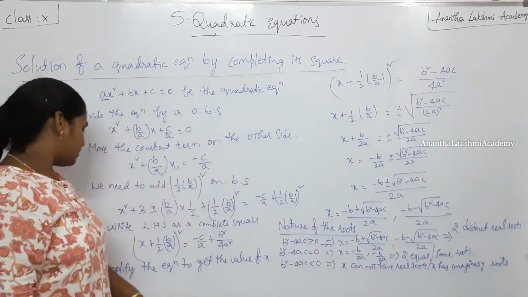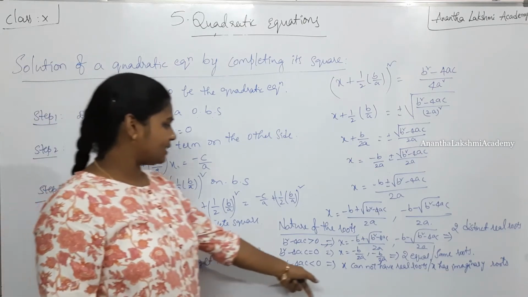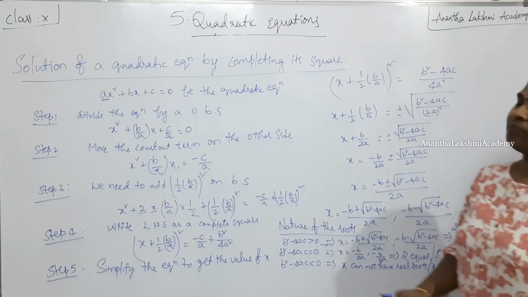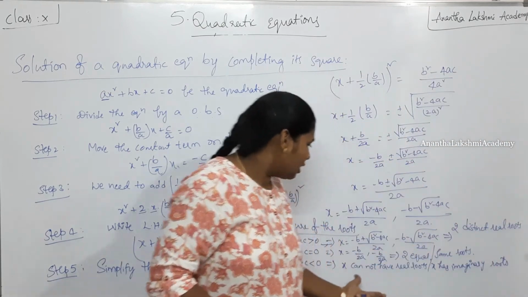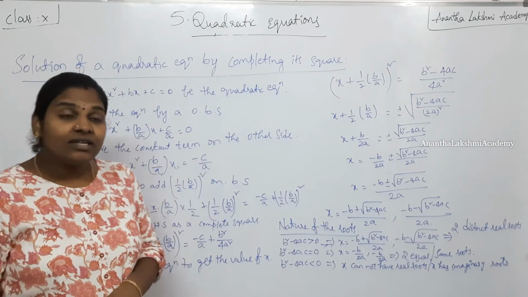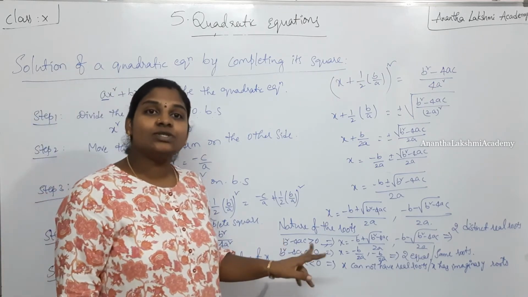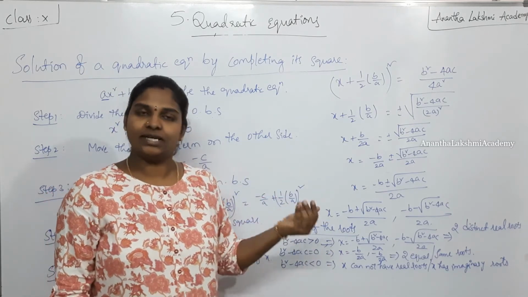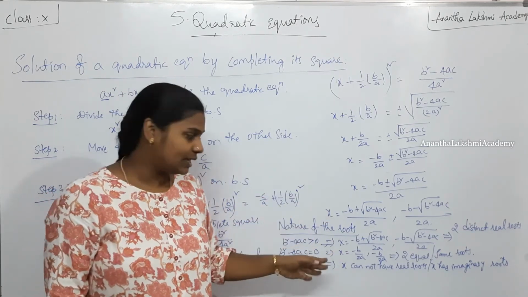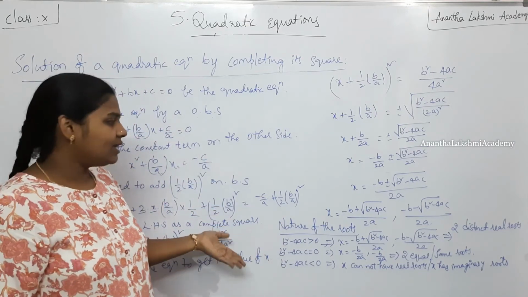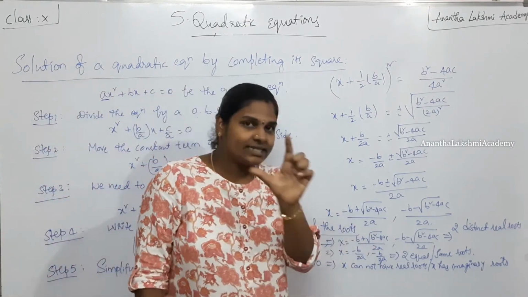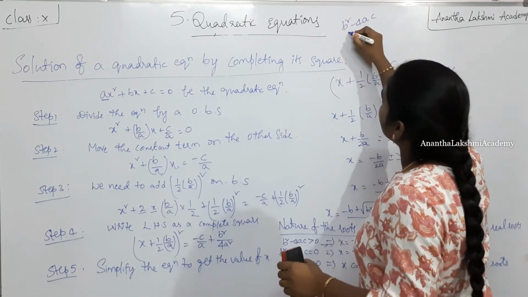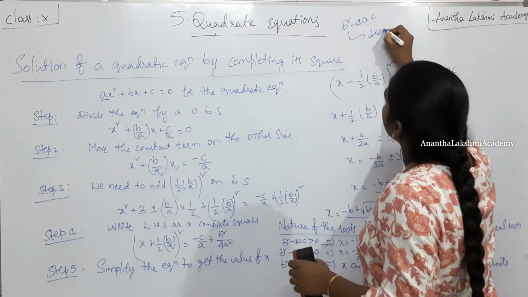Alright, b square minus 4ac is less than 0, x cannot have real roots or it has imaginary roots. Now, depending upon which term we define the nature of the roots, that is nothing but b square minus 4ac. Depending upon the b square minus 4ac value, whether it is less than 0, equal to 0, or greater than 0, we were figuring out what will be the nature of the roots.